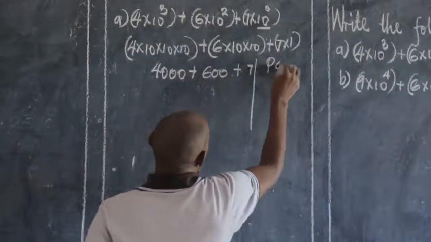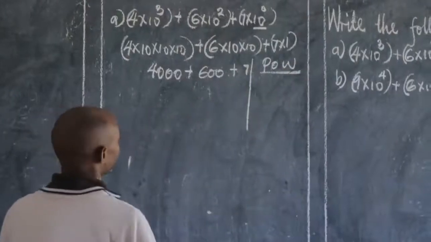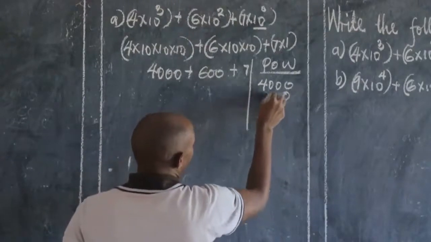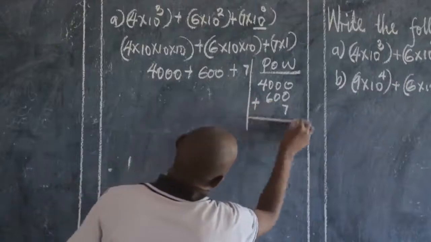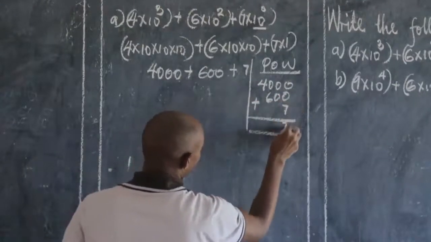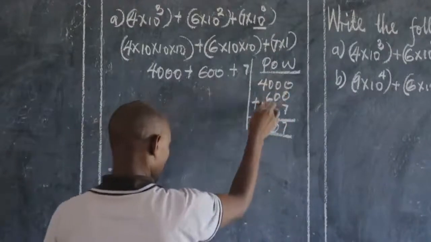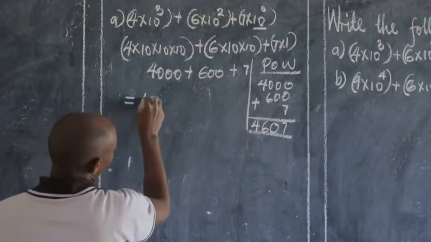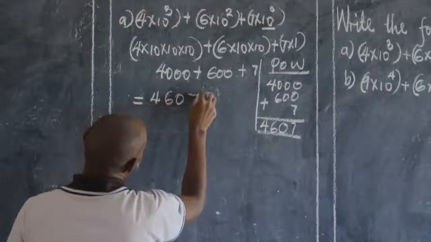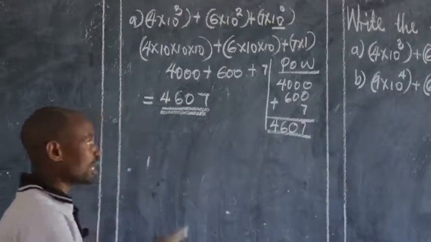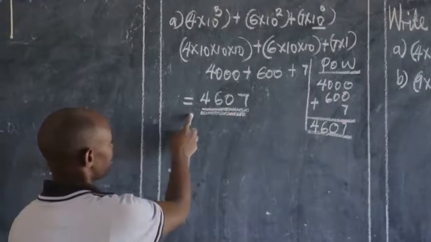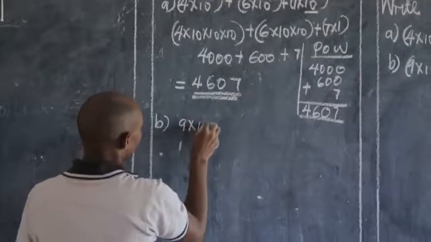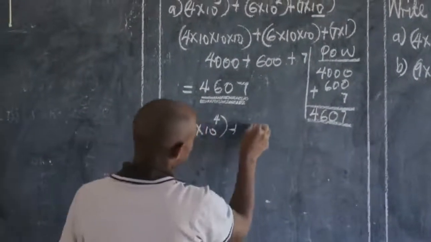So on my side work here, which I can call part of working, we shall have 4,000. Then we add on 600. Then plus 7. Okay? We add. What do we get? 0 plus 0 plus 7? 7. 0 plus 0, 0. 0 plus 6, we are getting 6. 4 plus nothing, we are getting 4. So the answer here is 4,607. So the single number for the expanded number in that case is 4,607.